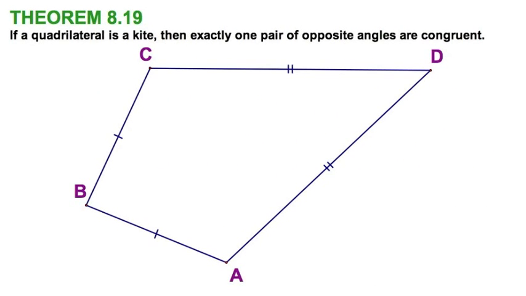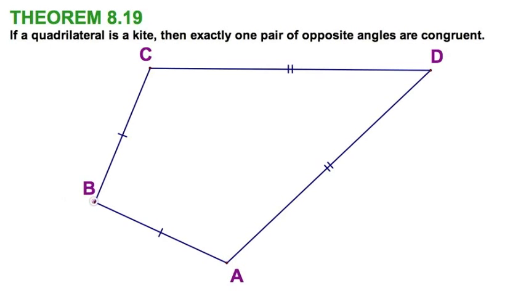Well, here we have a kite. And you see it's a kite because we have exactly 2 pairs of congruent sides here that are adjacent, and these 2 pairs are also adjacent. And this theorem tells us that, well, we have exactly 1 pair of opposite angles congruent. The other angles at B and D are not. How about a proof? You up for it? Okay, here we go.